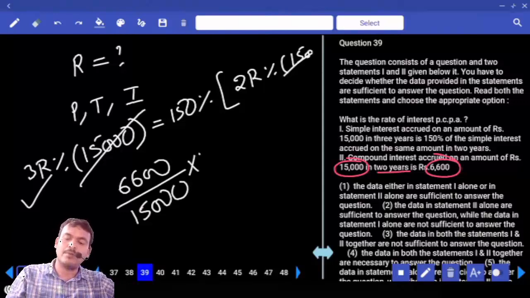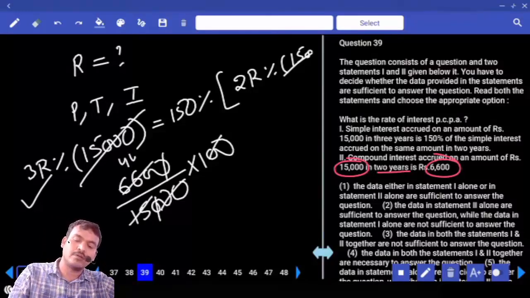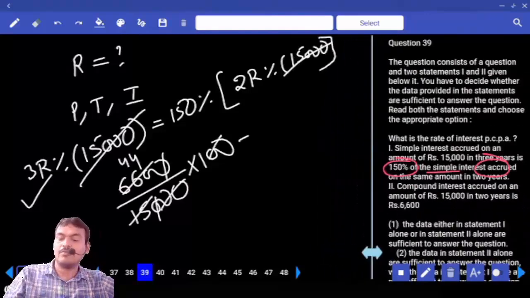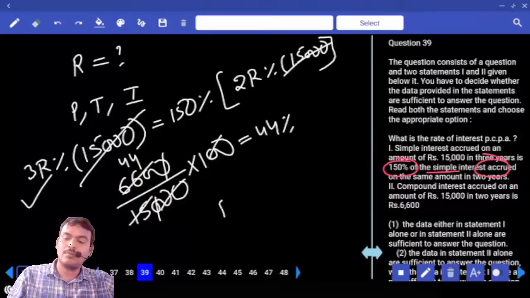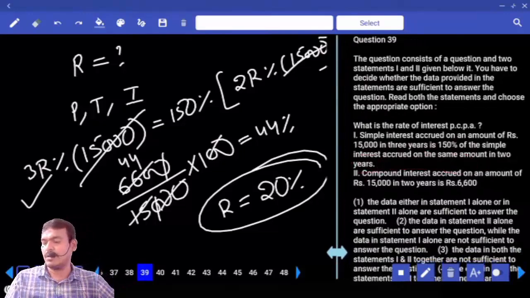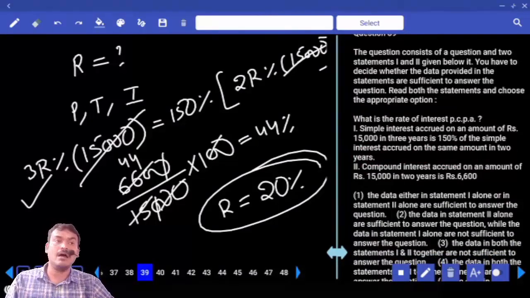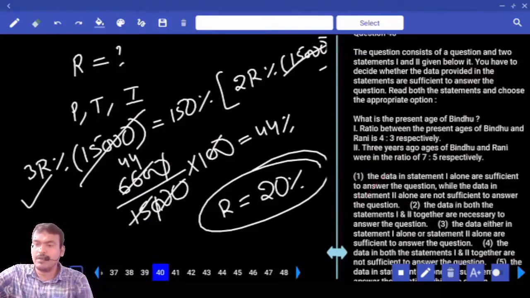15,000. Multiplied by 100 we get the percentage, or not? Two zeros cancel. 0 also cancels. 15 almost how many times? 44. 44% is interest received in how many years? 2 years. That is the 2 years' compound interest or only 1 year's? 2 years. 2 years' compound interest is 44%, means rate of percent is 20%, or not? Means statement 2 alone is also sufficient to answer the question, or not. Okay, 1 alone sufficient and 2 alone also sufficient. Then the answer is either 1 or 2. Which option? First option. Next question number 40.